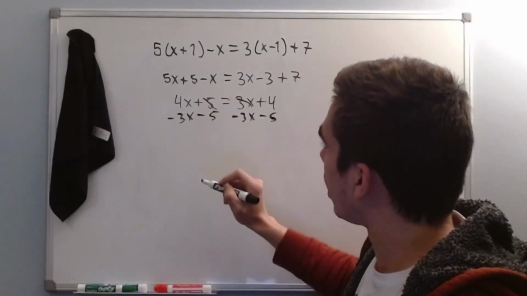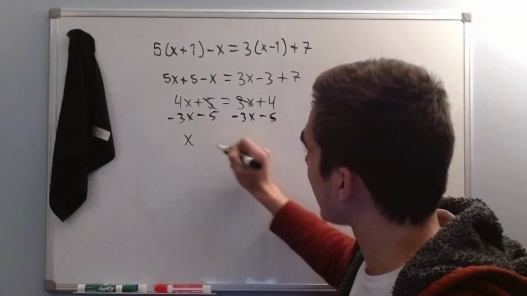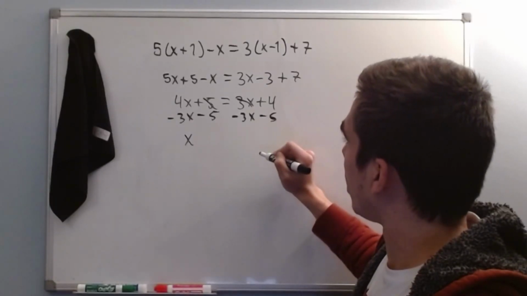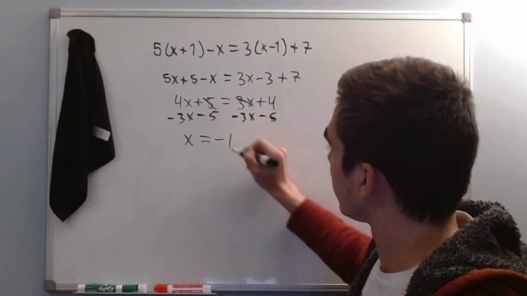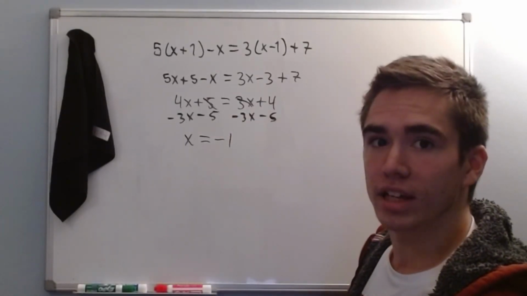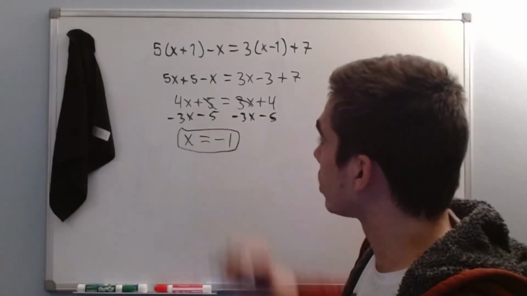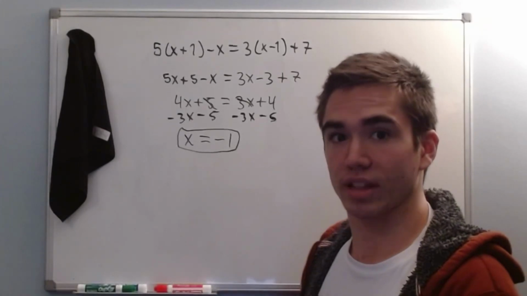So now our 4x minus 3x is going to give us x, and our negative 5 subtracting our positive 4 is going to give us a negative 1. Therefore, x is going to equal negative 1, giving us our only solution. Let's go on to the next problem that it gives us in the same topic.